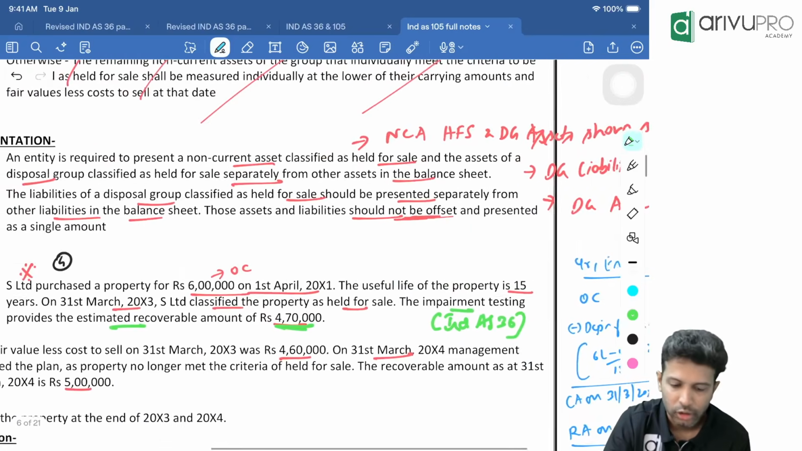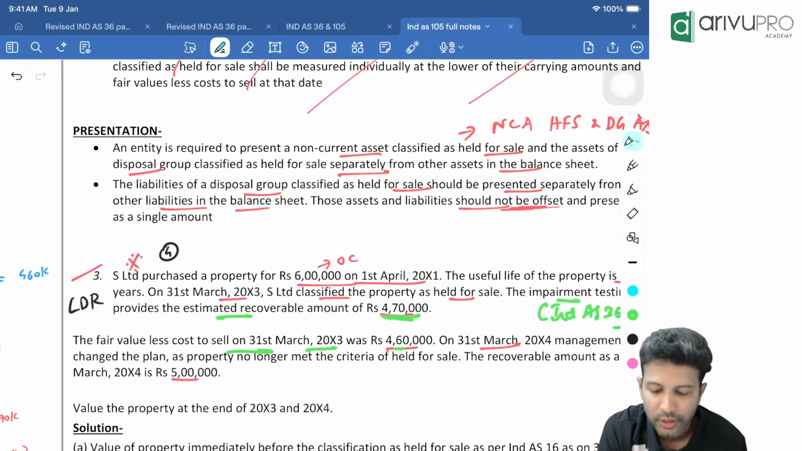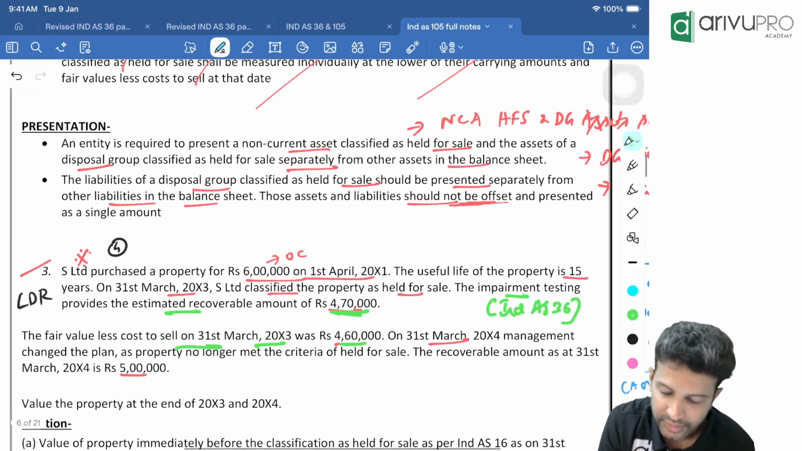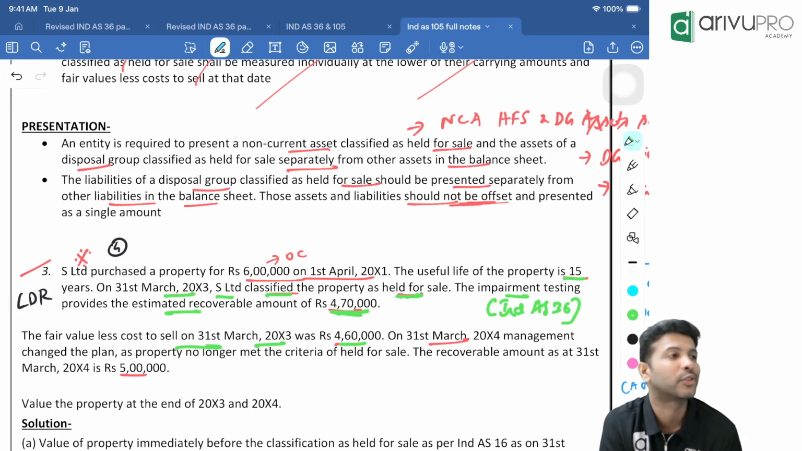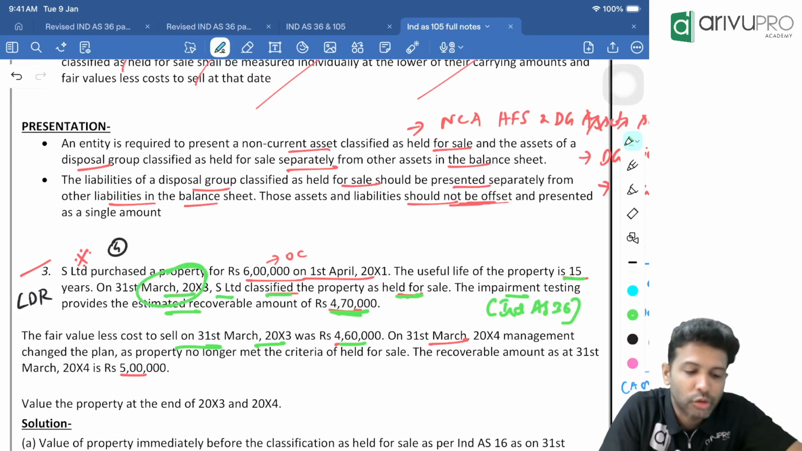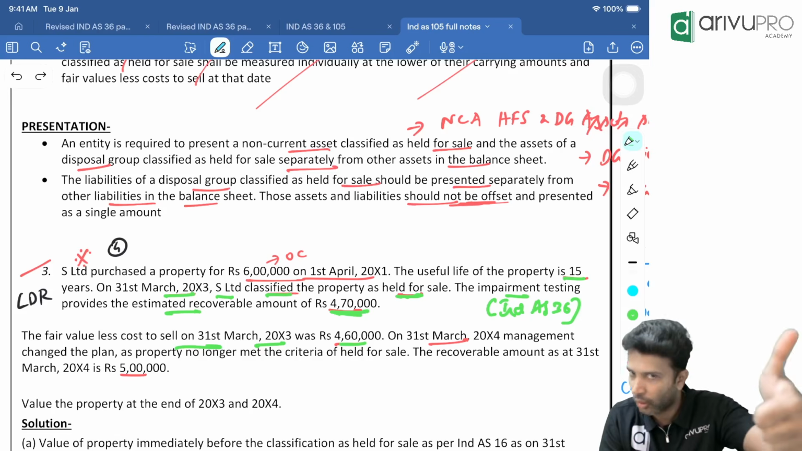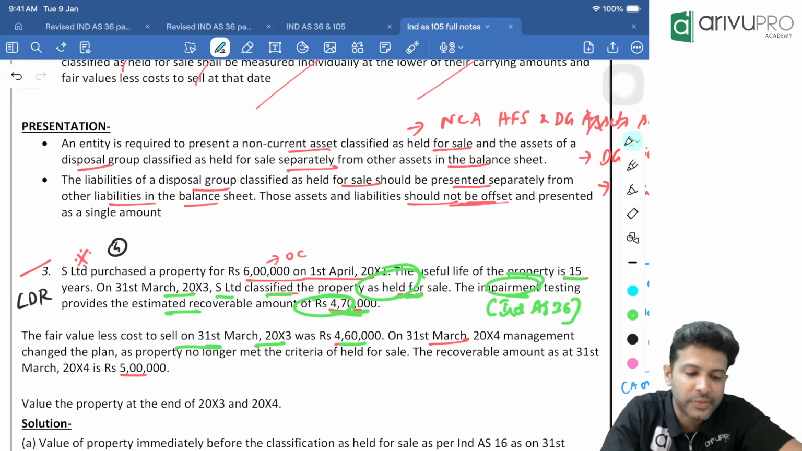Okay, let's come back to the question. The fair value less cost to sell on 31st March 20x3 was 4,60,000. One minute, hang on. I think we didn't read one part too. Useful life of the asset is 15 years. And they said on 31st March 20x3, S Limited classified the property as held for sale. That means on the same day, 31st March 20x3, two things are happening. You did impairment testing, and the property got classified as held for sale also.